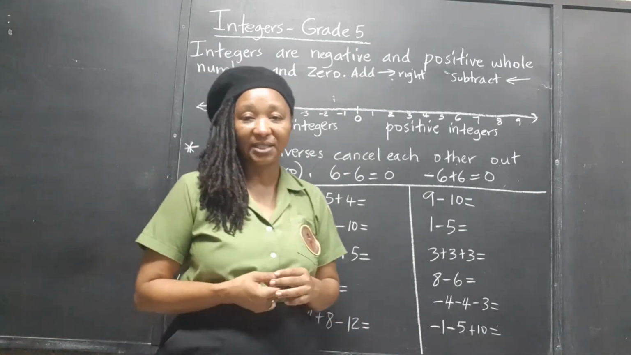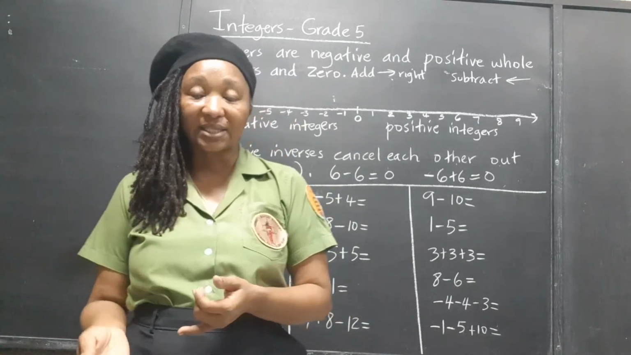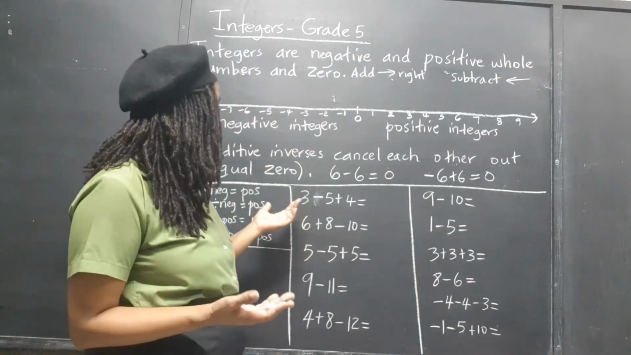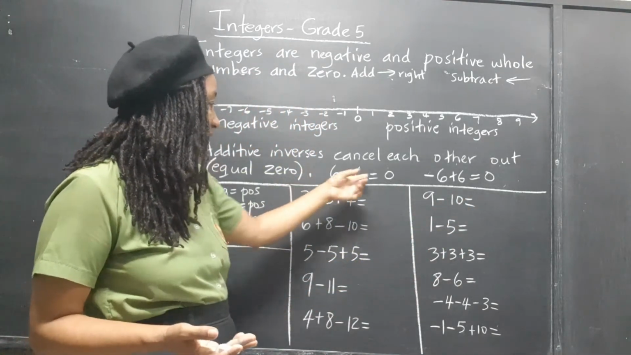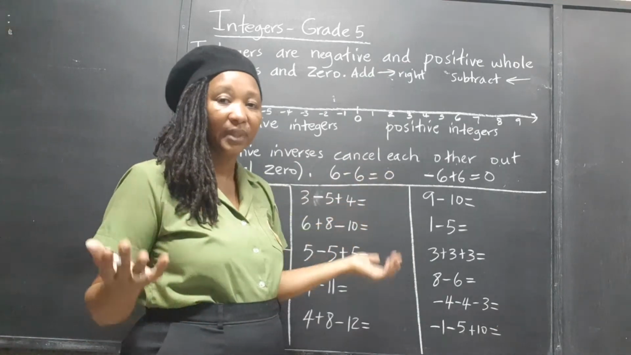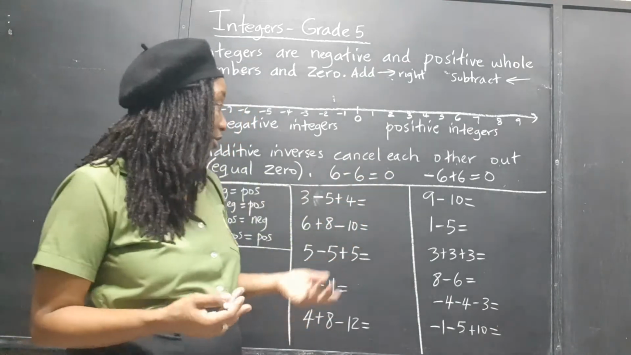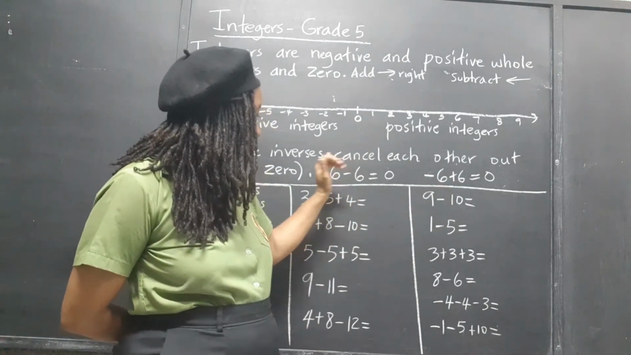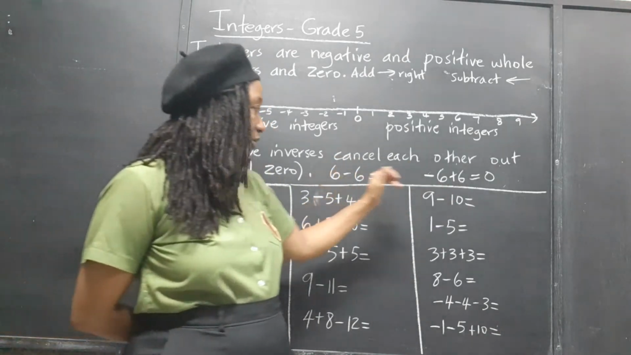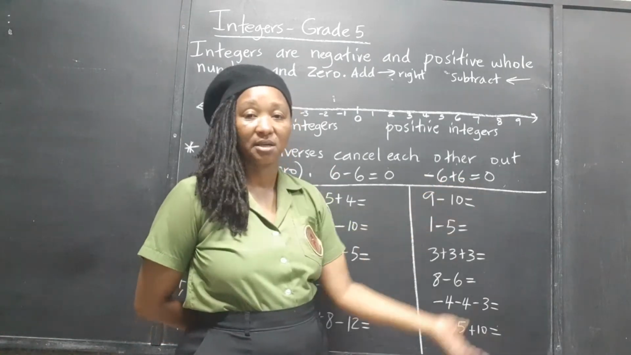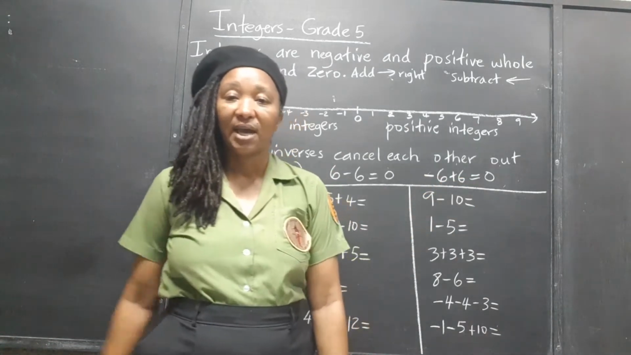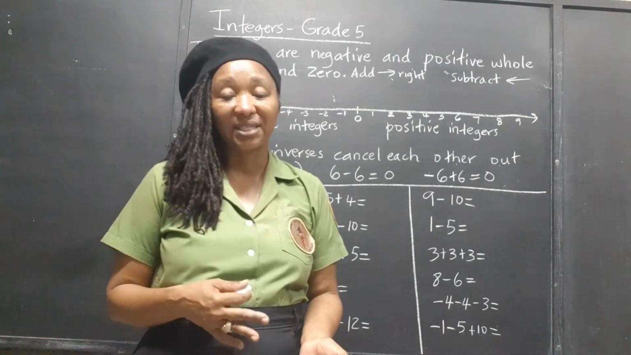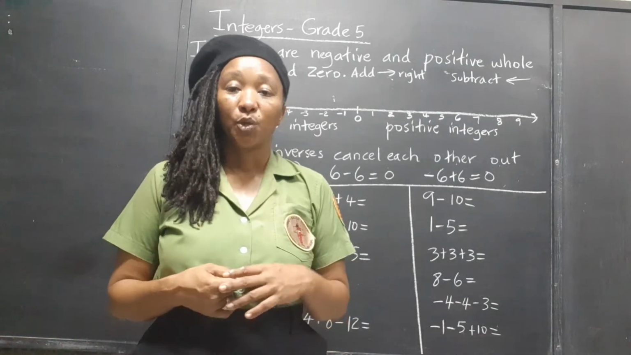What do we mean by additive inverses? If we're adding 6 and taking away 6, those are inverse operations to each other. 6 minus 6, that's 0. They cancel each other out, they get 0. Or we could start with negative 6 and then add the 6. So negative 6 plus 6 gives 0. So those are called additive inverses. When you're adding a number and subtracting that same number from itself, you will get 0.